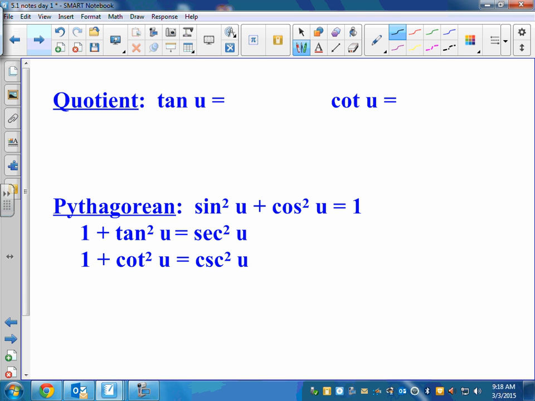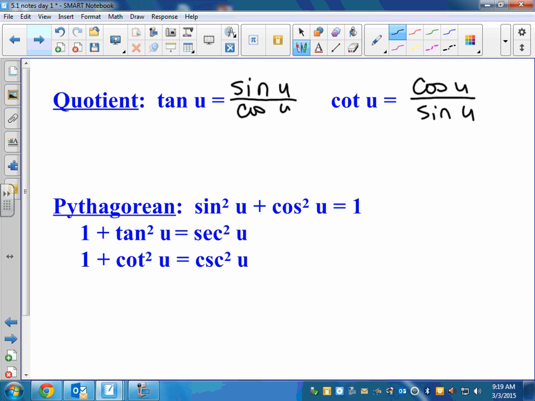Remember that we can also write tangent and cotangent in terms of sines and cosines. Since tangent is y over x, and y is sine, and the cosine is x, we can say tangent of u is the same as saying sine of u over cosine of u, so cotangent would be cosine of u over sine of u.